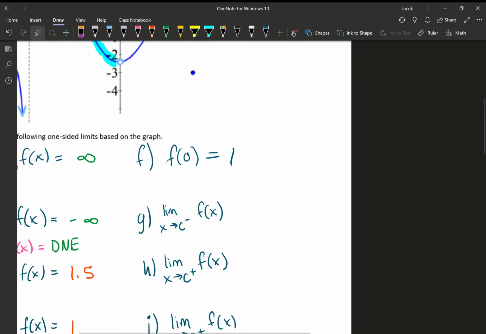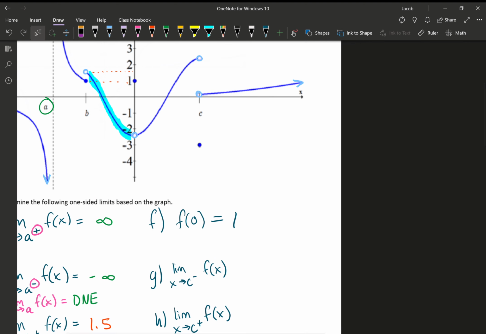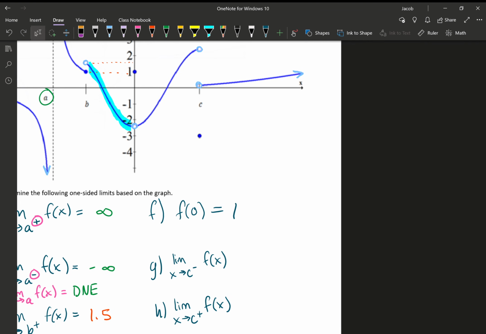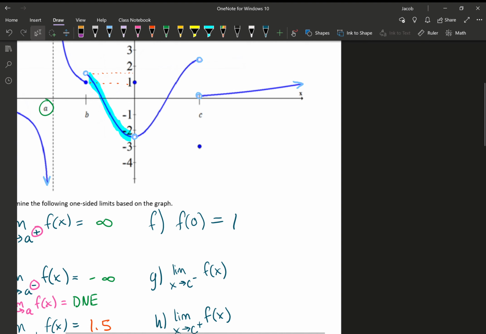And we'll go and look at C. What's happening at C? C has a clear break, so a discontinuity, a jump between the y values. So the left side of C looks like it's 2.5.